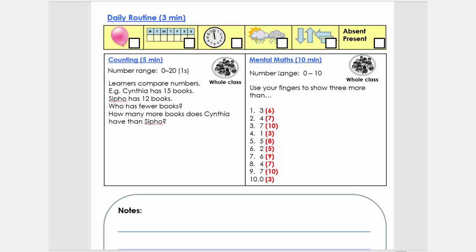Welcome back. The mental mathematics again is similar to what we did the previous day, but this time we're going to give the 10 numbers, and they need to give you 3 more than that number. Please do this activity as an oral activity. I want you to pause and do the mental mathematics.